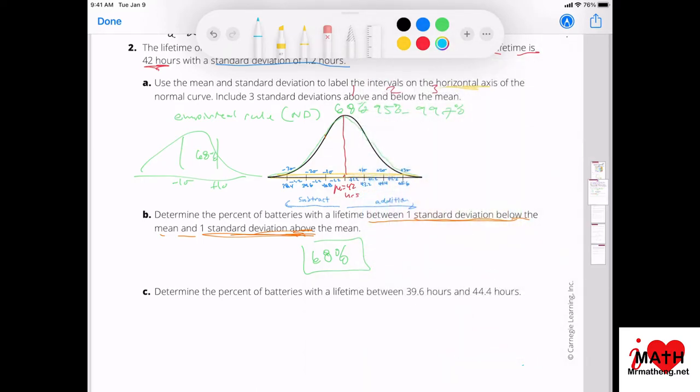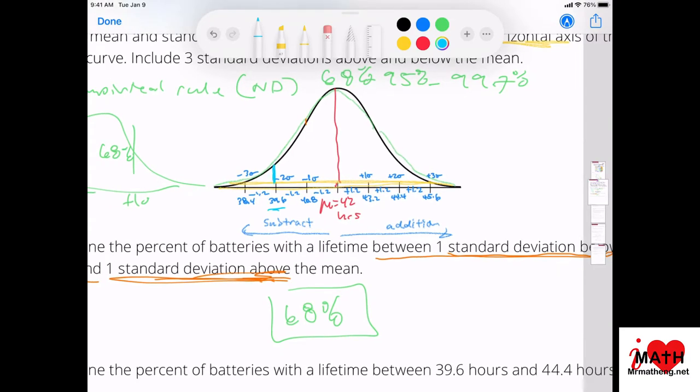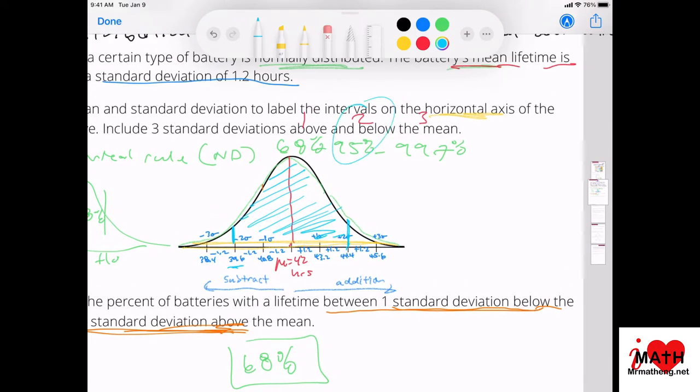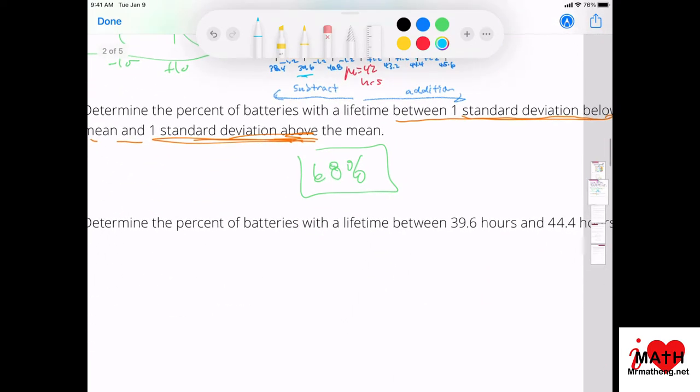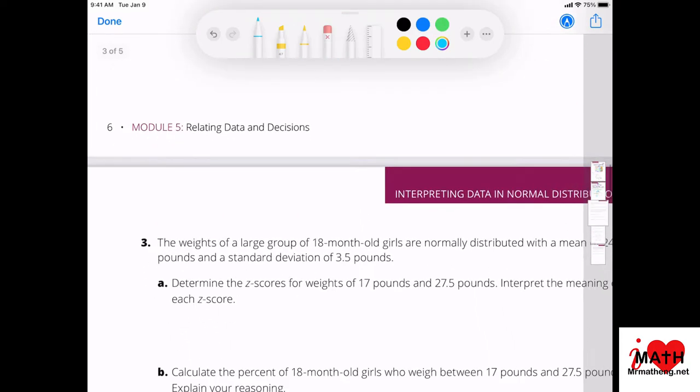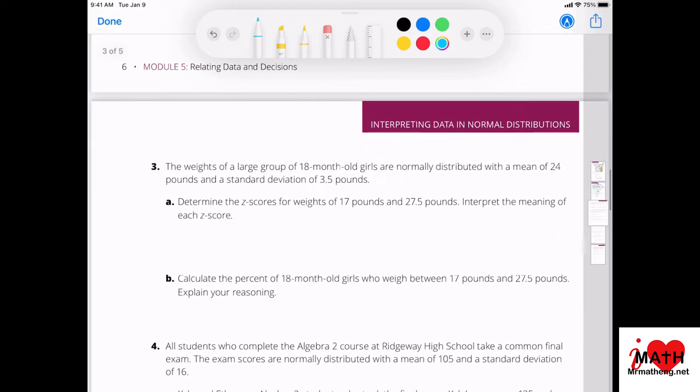Maybe a little blue. 2C, determine the percent of batteries with a lifetime between 39.6 and 44.4 hours. So I'm going to locate 39.6, which is right here, and 44.4, which is right here. And you'll notice that it's 2 there, so the answer would be 2 standard deviations away. So that would be this one, 95% of batteries with a lifetime of between 39.6 hours and 44.4 hours. And that's question number 2. Let's go on to question number 3.